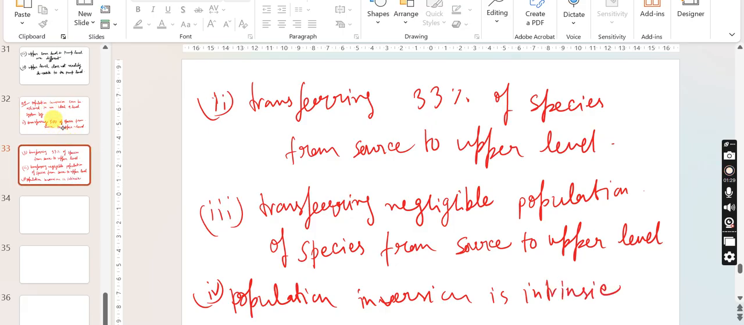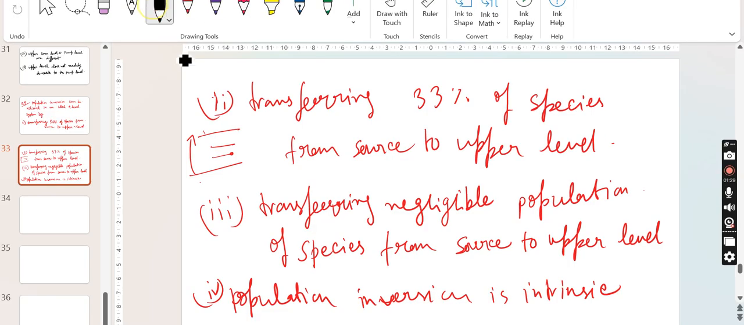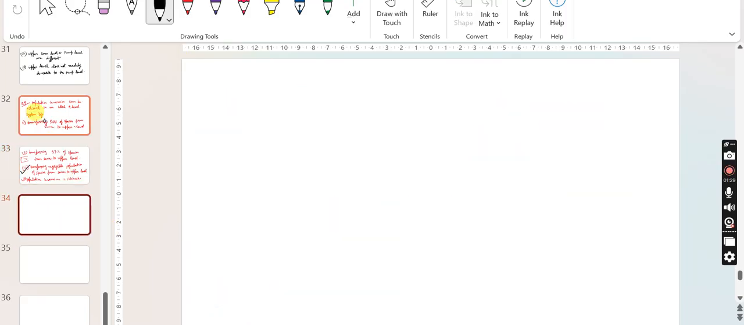So we know that in the four-level system, this level is already empty. So if we even transfer one atom or ion from source to upper level, that will do to start the population inversion and start the lasing population. So this is the answer.